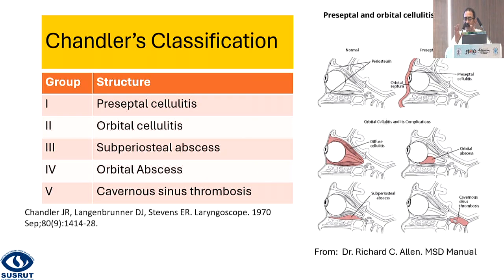Okay, so with the scans, you have a fairly good idea about where lies your infection. And Chandler very nicely did this classification way back in the 1970s. Preseptal, of course, is not a part of the orbital cellulitis spectrum, but it's important to know. And the worst condition, of course, being the cavernous sinus thrombosis, which is a life-threatening condition.